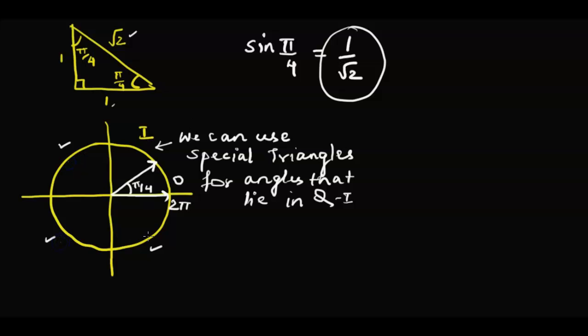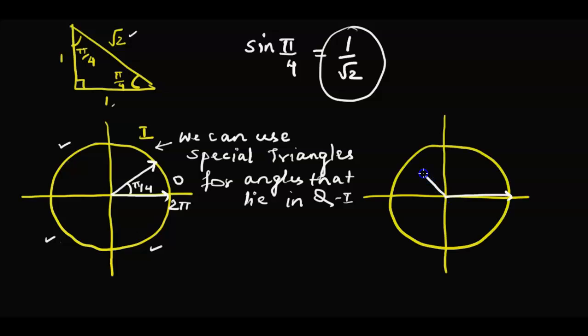Now always remember that the same sine ratio, 1 by root 2, would also exist in the second quadrant, third quadrant, and fourth quadrant, when the terminal arm reaches the second, third, and fourth quadrant respectively, making a related acute angle of pi by 4. That means if the terminal arm is now in quadrant 2, making a related acute angle of pi by 4, the sine ratio is equal to 1 over root 2.